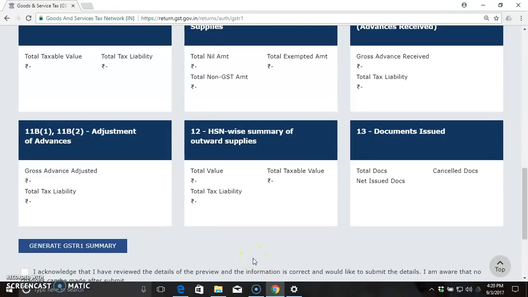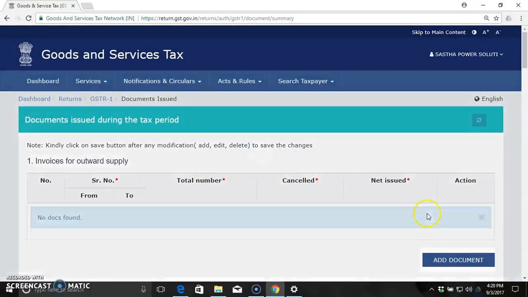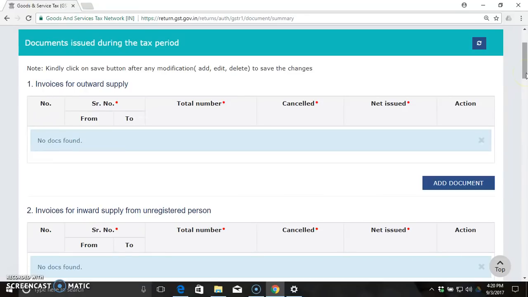Hello friends, today I am going to explain a particular aspect of GSTR 1, that is the last column, documents issued. So the 13th column is the documents issued. Now go to the login page and GSTR 1 page. Now click on documents issued. So you'll reach this page, that is documents issued during the tax period.